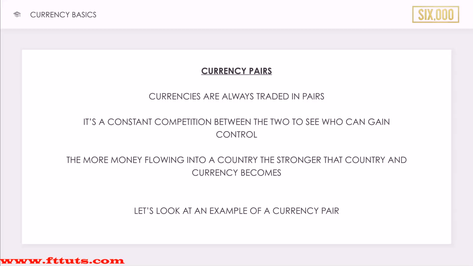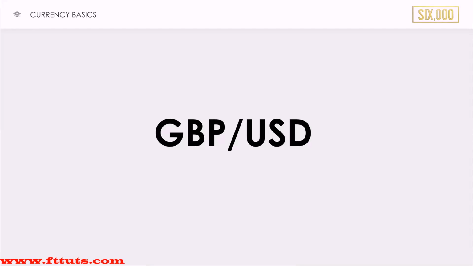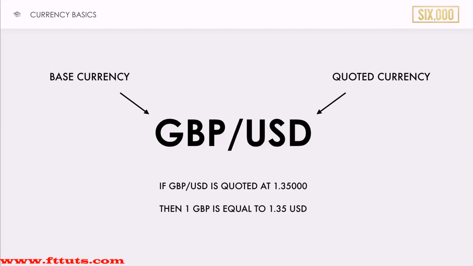So let's look at an example of a currency pair. A very simple currency pair. We have Great Britain Pound, US Dollar. The currency on the left-hand side is what's known as the base currency. On the right-hand side is the quoted currency. So here we have the Great Britain Pound being quoted against the US dollar. It doesn't matter what currency pair it might be, we always know that the left-hand side is the base currency and the right-hand side is the quoted currency.